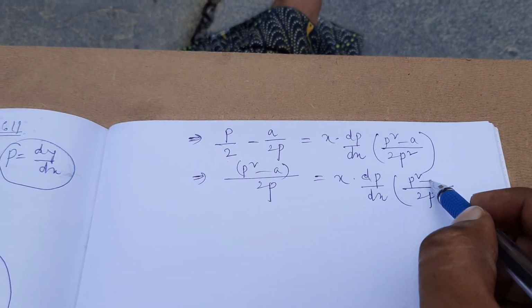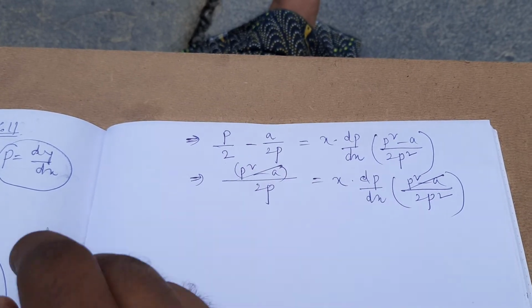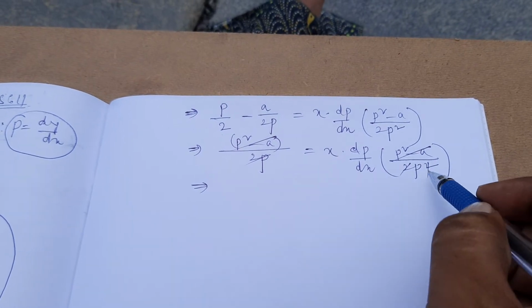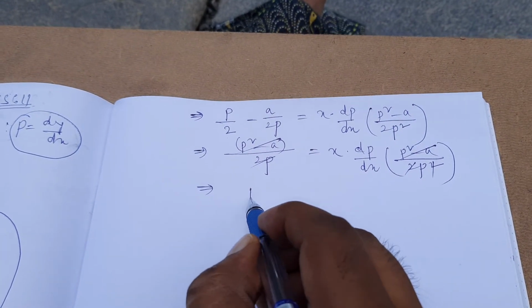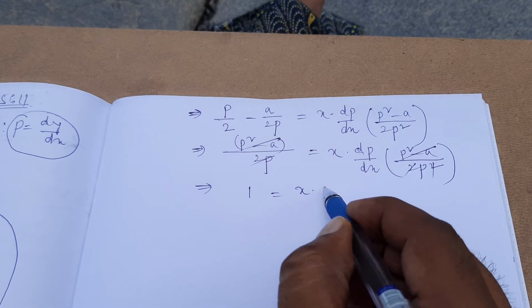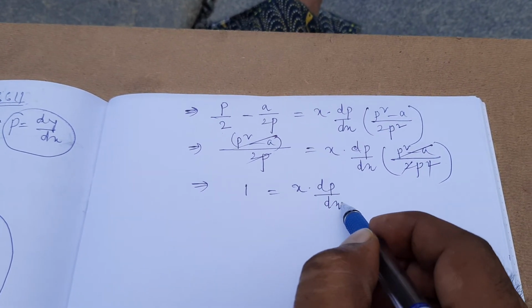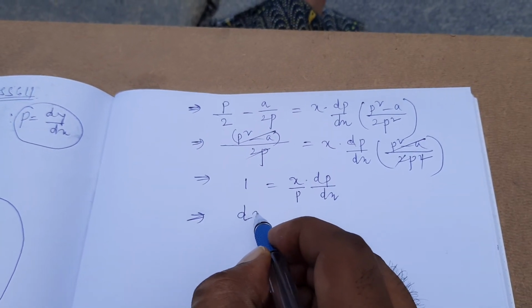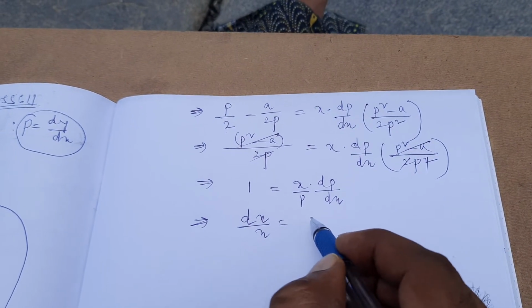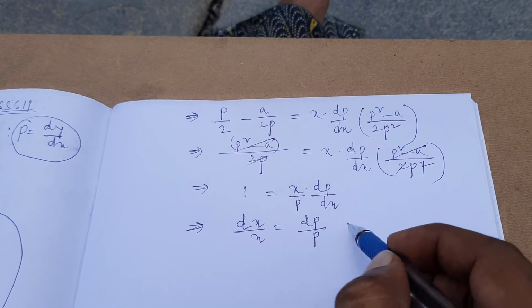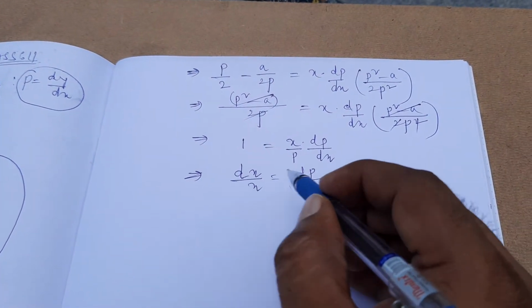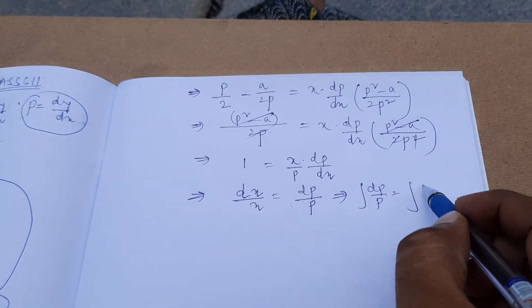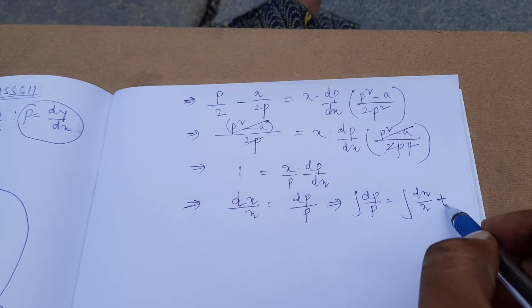Here p square minus a cancels on both sides. The 2p and 1p also cancel, so overall we get 1 equal to x into dp by dx by p. Then separating the variables, we get dx by x equal to dp by p. Applying integration, we get the integral of dp by p equal to the integral of dx by x plus an integration constant.